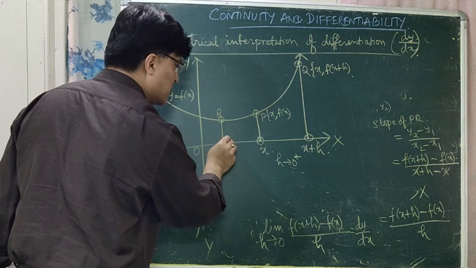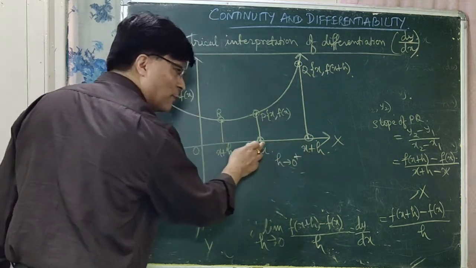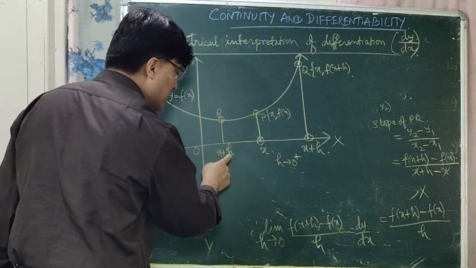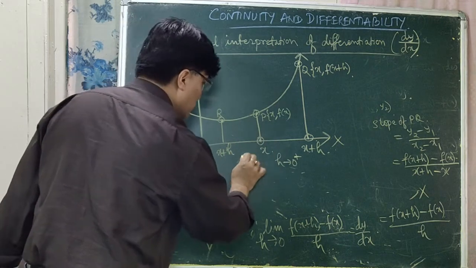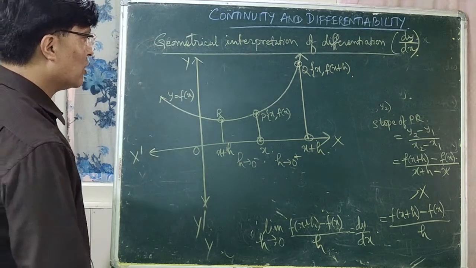But in this case, h is a very very small negative number. In the earlier case, h is a very very small positive quantity which is tending towards 0. But in this case, h is a very very small negative quantity which is tending towards 0. So in this case, h tends to 0 minus. Is that clear to all of you?